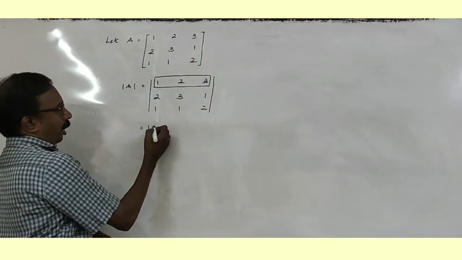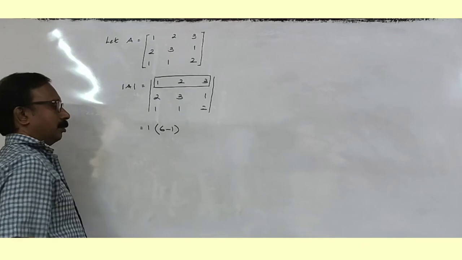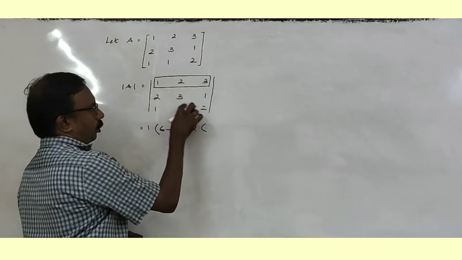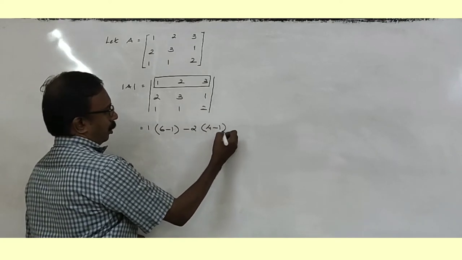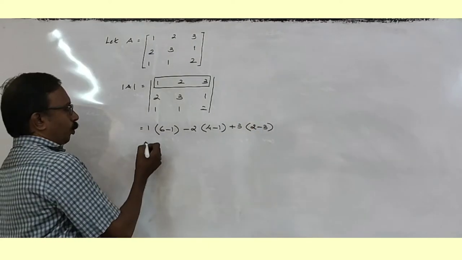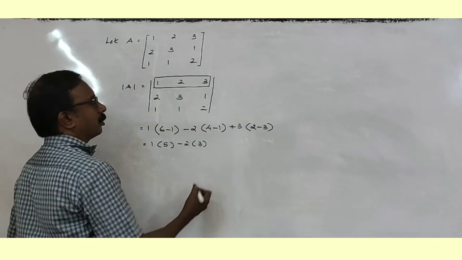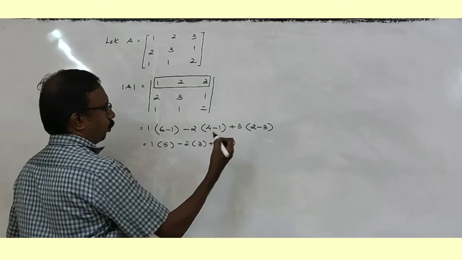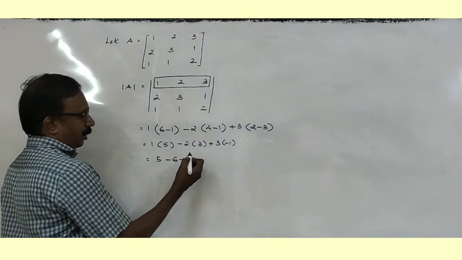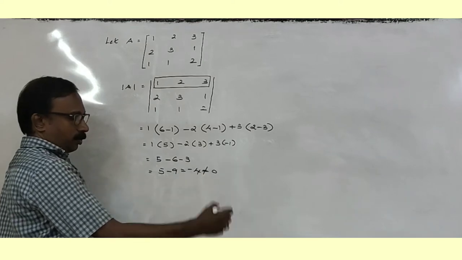Now 1 into (6 minus 1), minus 2 into (4 minus 1), plus 3 into (2 minus 3). So we get 1 into 5, minus 2 into 3, plus 3 into minus 1. So we get 5 minus 6 minus 3, 5 minus 9, that is minus 4, which is not equal to 0.